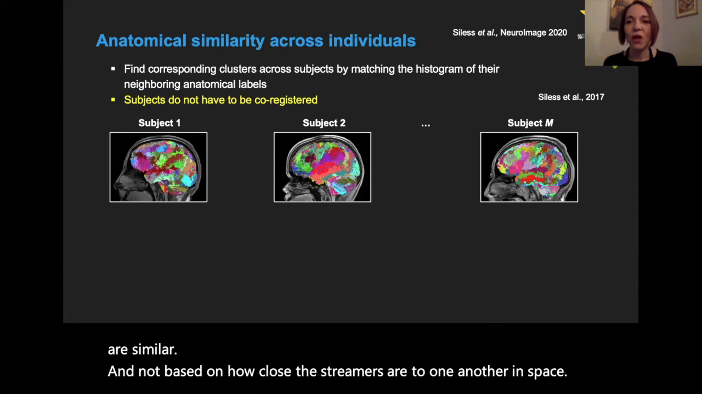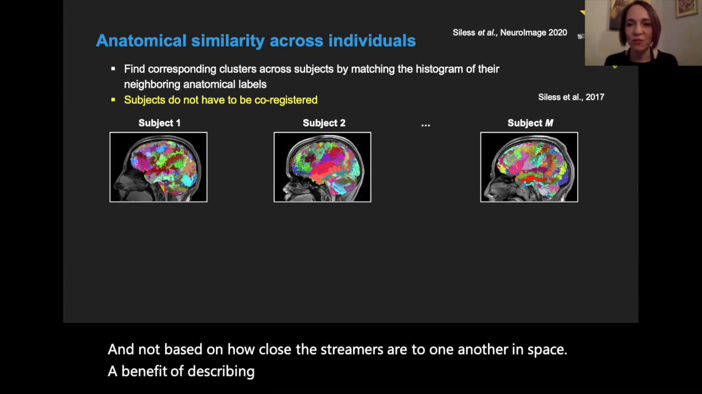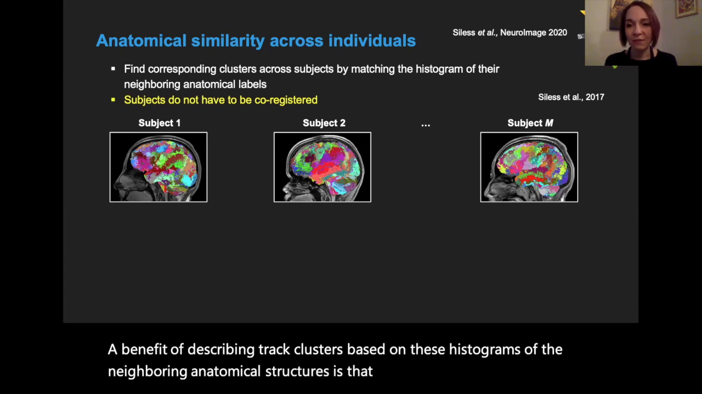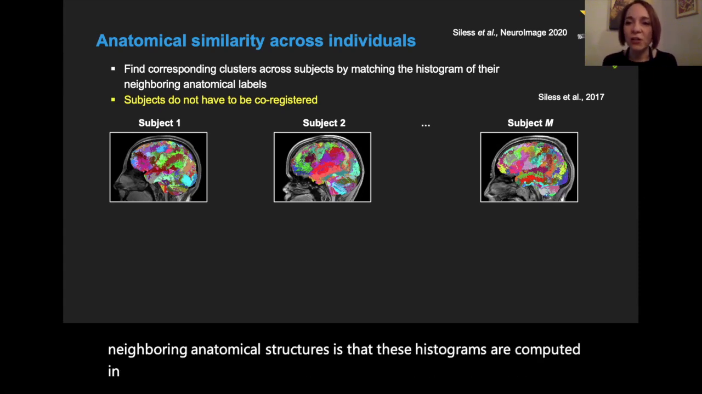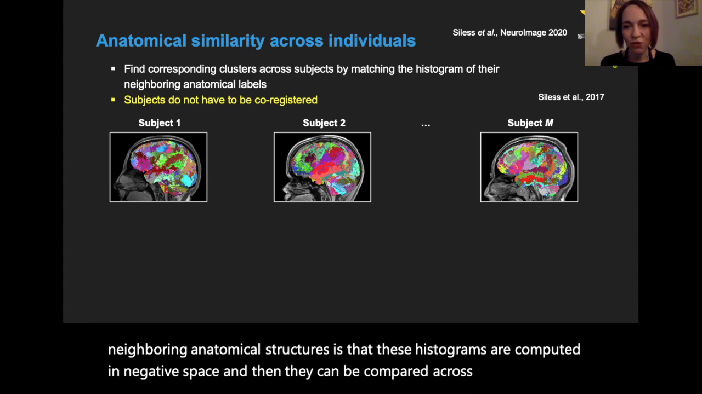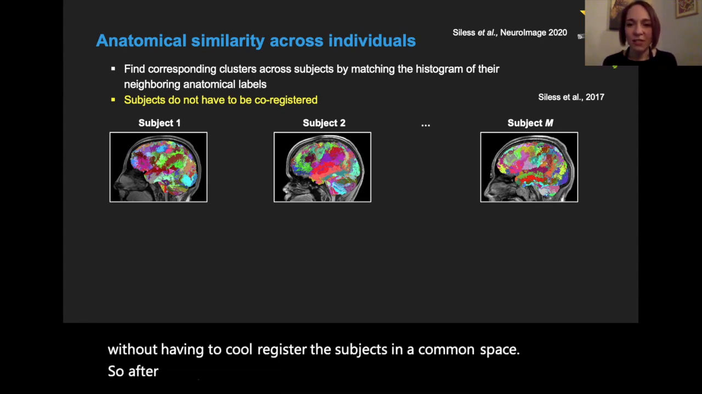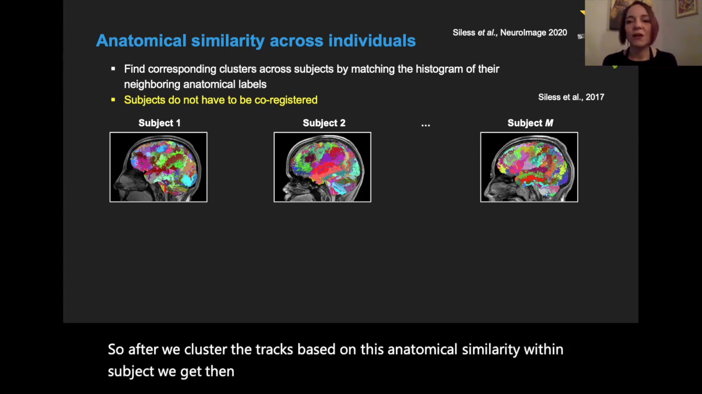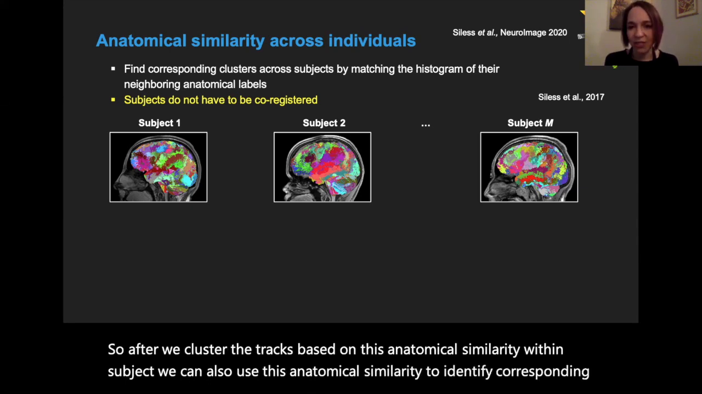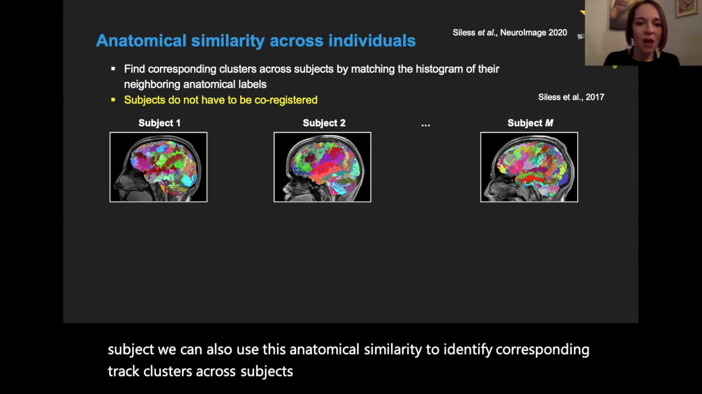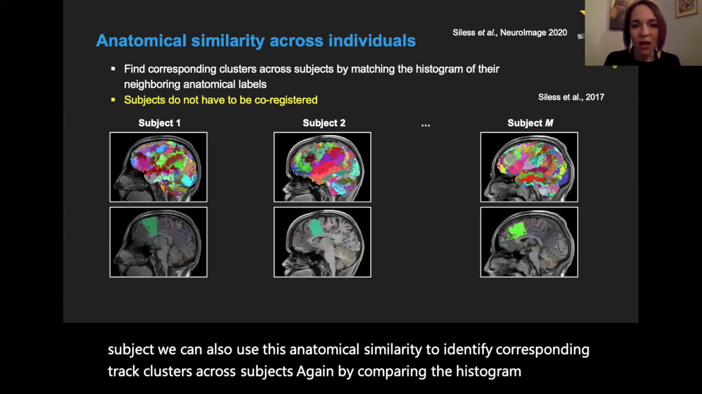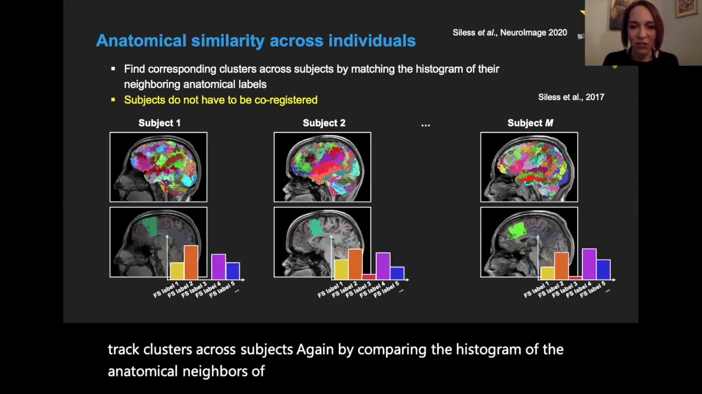A benefit of describing tract clusters based on these histograms of the neighboring anatomical structures is that these histograms are computed in native space, and then they can be compared across different subjects without having to co-register the subjects in a common space. So after we cluster the tracks based on this anatomical similarity within subject, we can then also use this anatomical similarity to identify corresponding tract clusters across subjects, again by comparing the histogram of the anatomical neighbors of each of the clusters.